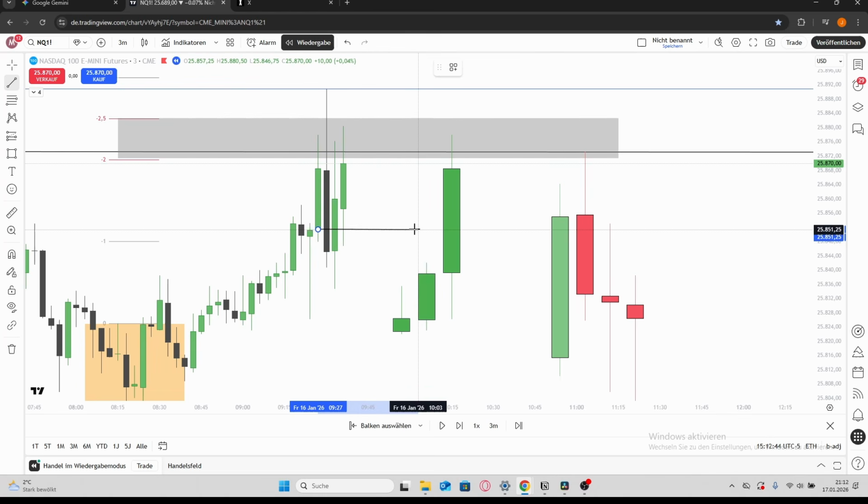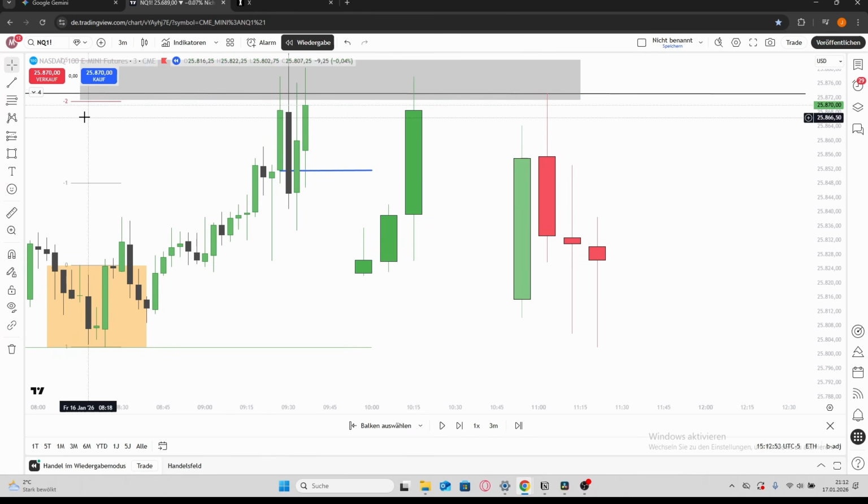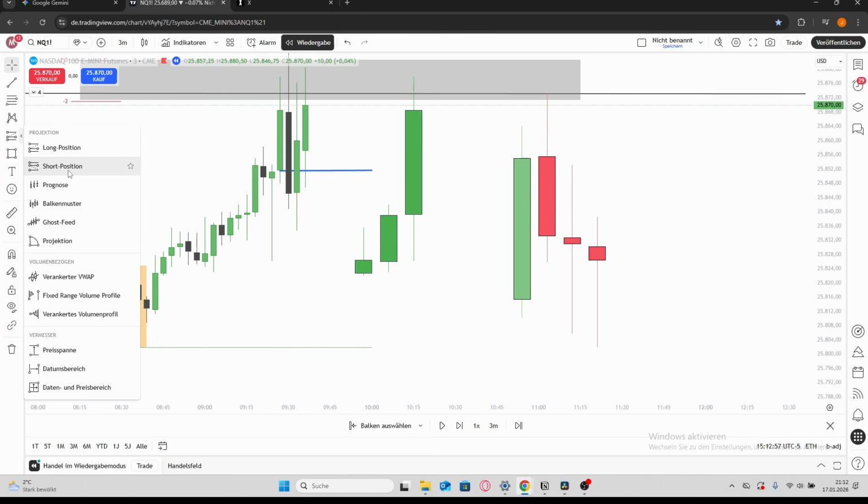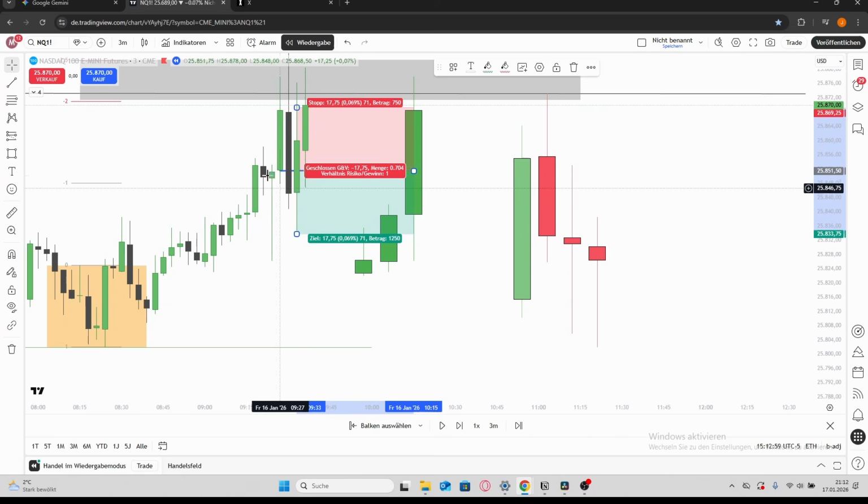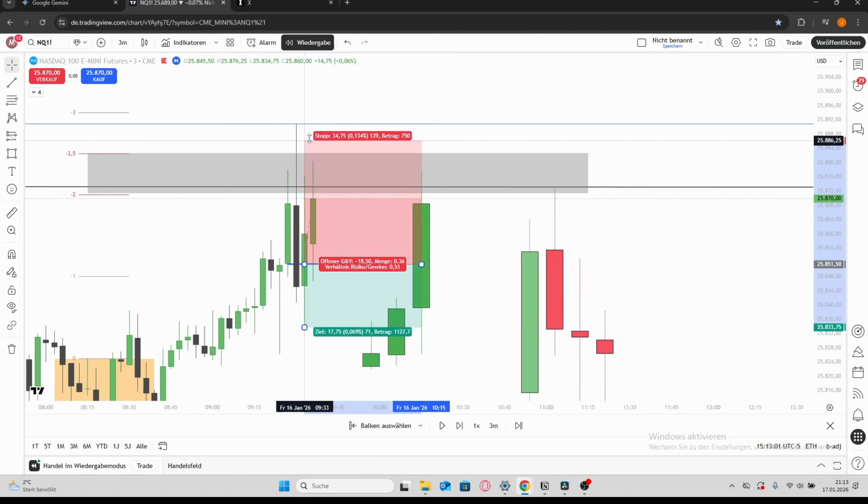So this is also an entry model, but I don't really like it because the inversion fair value gap is more accurate. So most of the time you get a lot better entries. So I don't recommend this always, but today there was no fair value gap. And I placed my order here. So you can see we already had the retest. I placed my stop loss above the high.